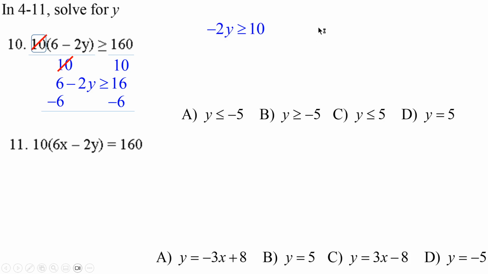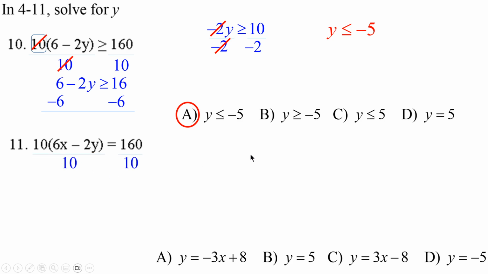And now divide both sides by negative 2. And do not forget, you divided both sides by a negative, so we've got to flip the inequality. Less than or equal to. The factors of negative 2 cancel, so we have y is less than or equal to negative 5. Positive over a negative is negative, and 2 goes into 10 5 times. Okay, y less than or equal to negative 5? The answer is A.